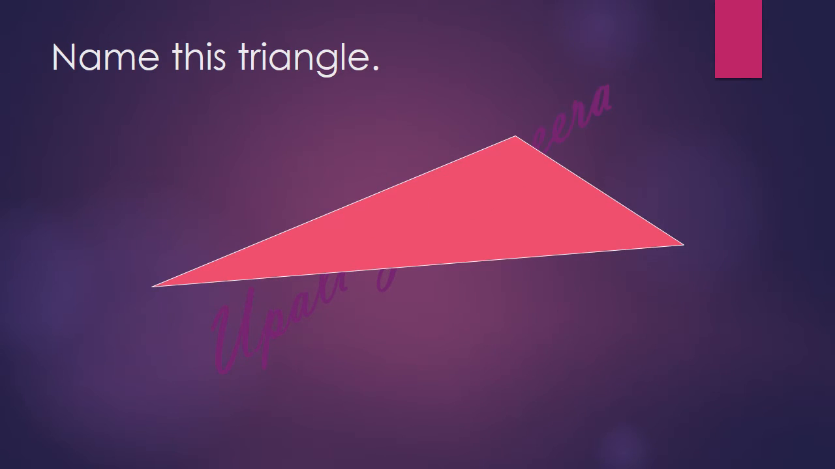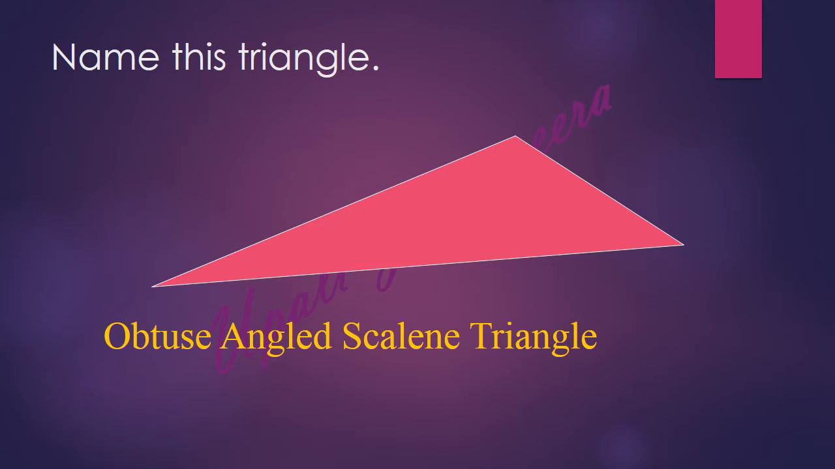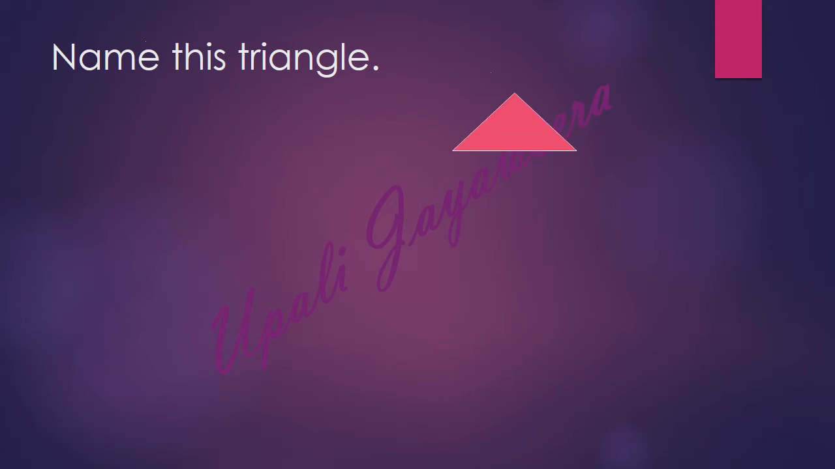Now name this triangle. Here one angle is an obtuse angle. All sides are unequal in length. So obtuse angled scalene triangle. Now name this triangle. Here one angle is a right angle. Two sides are equal in length. So right angled isosceles triangle.